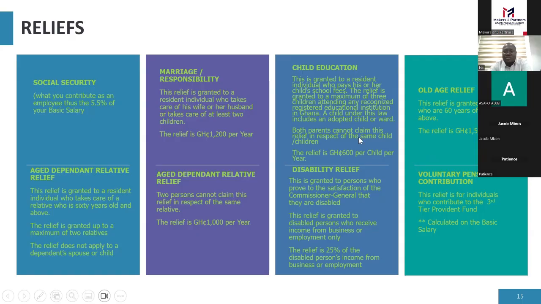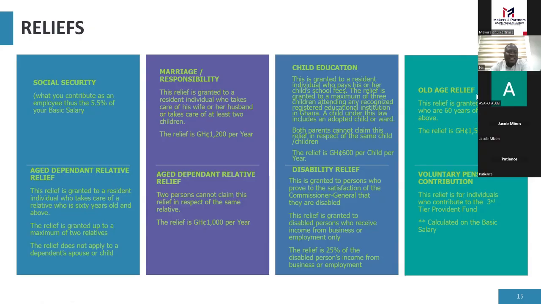We have the old age relief. This relief is granted to persons who are 60 years of age and above. The relief is 1,500. So if you are filing your personal income tax returns and you are not 60 years, you are not entitled to this relief.